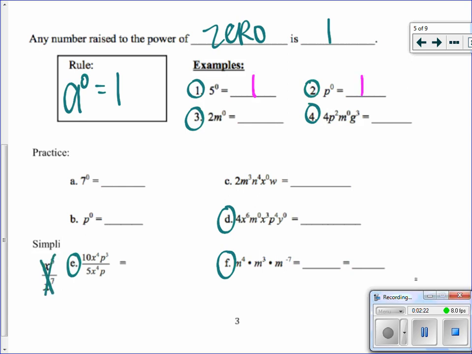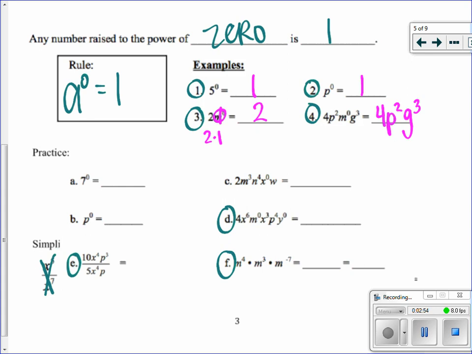Alright, so for number 1 and 2, those are both 1 because it's just that one thing to the power of 0. What's the answer to number 3? 2. Correct. The only thing with that exponent of 0 is n. That means this is really saying 2 times 1, which is 2. So then what's the answer for number 4? 4e2t. The only part with the exponent of 1 was n.